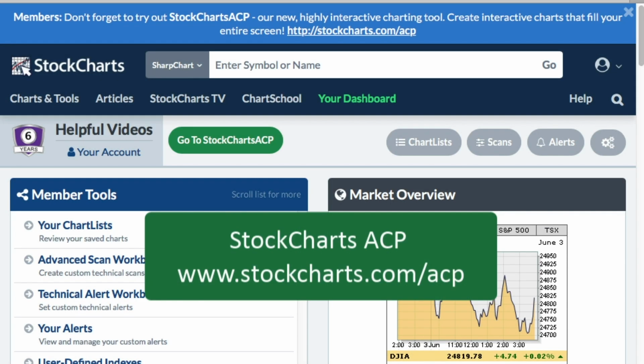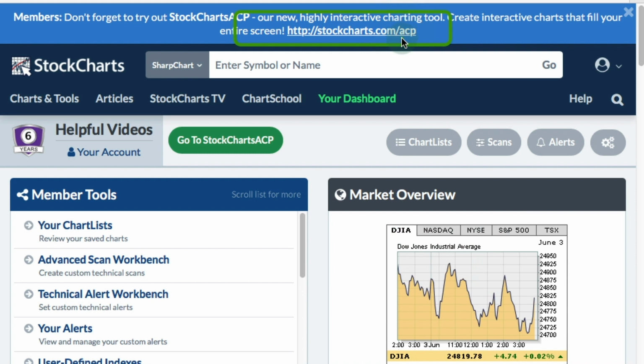So note that I am going to start out on the StockCharts interactive charting tool called ACP, and you can see up there at the top on your browser sometimes you're going to see the ACP link there. It's really simple. It's just StockCharts.com/ACP, and sometimes there's also a button there on your members dashboard, which I'm at right now. This is for StockCharts members to get a preview look at our ACP, and I'm going to go ahead and work from that at the beginning of this presentation.